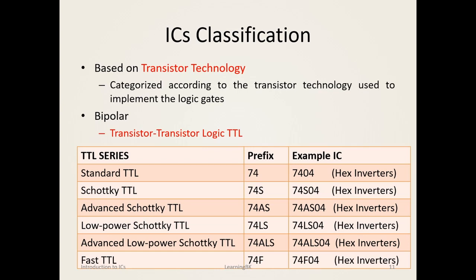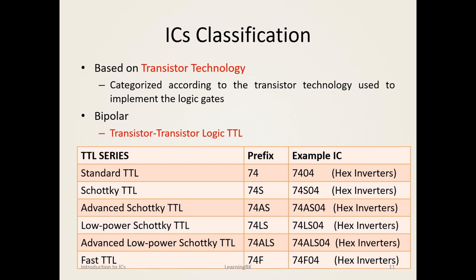Within the TTL family, we have different subfamilies. These subfamilies can be identified with the prefix. For example, 7404 shows the standard TTL inverter commercially available, and 74S04 denotes the Schottky TTL inverter. The hex inverters written in the bracket basically shows that this chip or IC 74S04 or 7404 contains six such inverters or NOT gates.